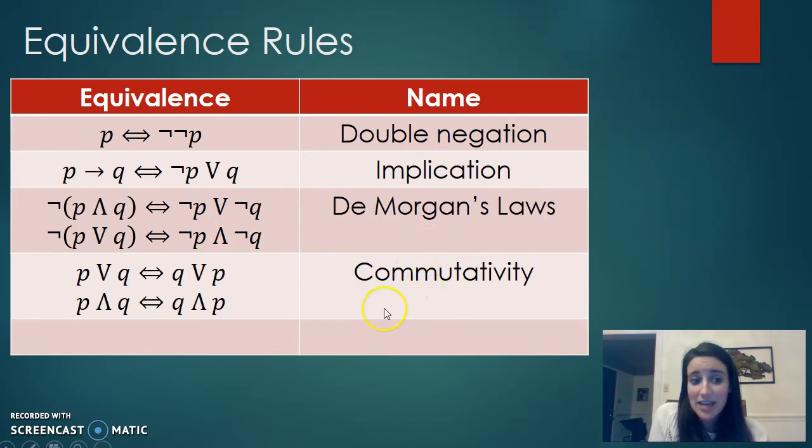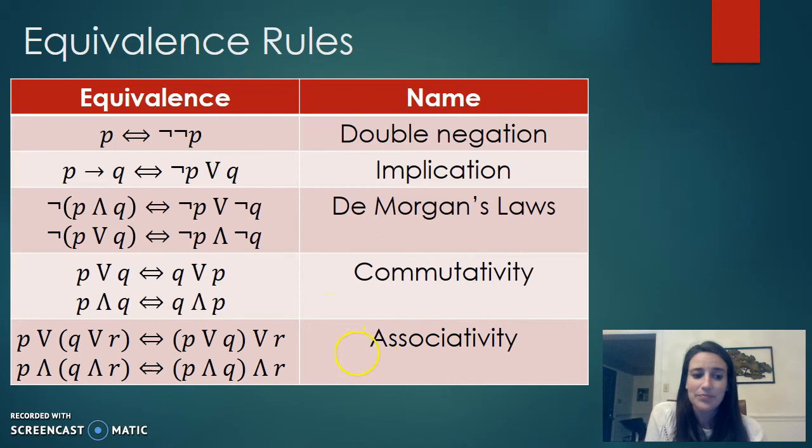We have commutativity with the and symbol and with the or symbol. So P or Q is logically equivalent to Q or P, and P and Q is logically equivalent to Q and P. And finally, we have associativity. If we have P or the quantity Q or R, that is logically equivalent to the quantity P or Q, or R. And similarly with the ands, P and parenthesis Q and R is logically equivalent to grouping P and Q and then saying and R.